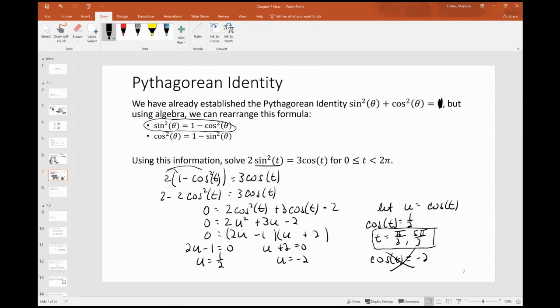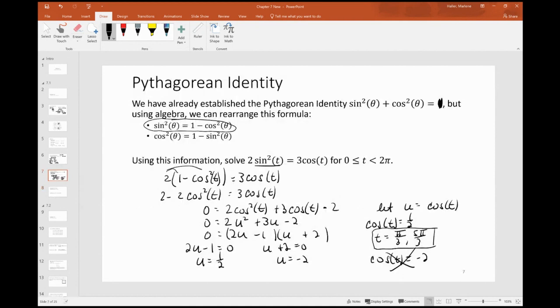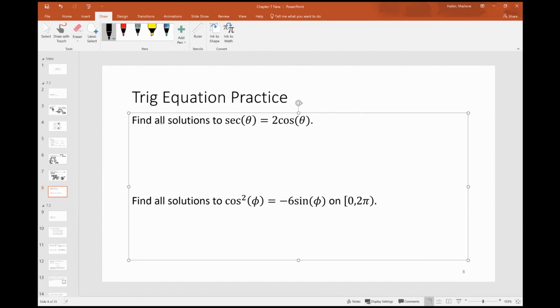All right, let's try one more, or maybe 2 more. This one, we were doing once around the unit circle, but on this next problem, we're going to find all solutions. I'm going to find all solutions on these two.